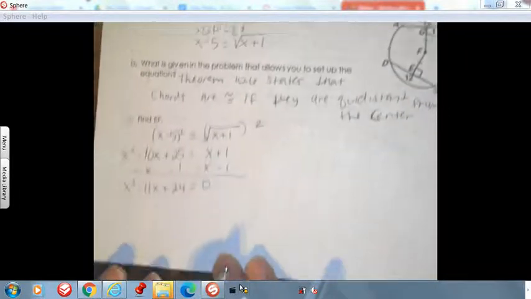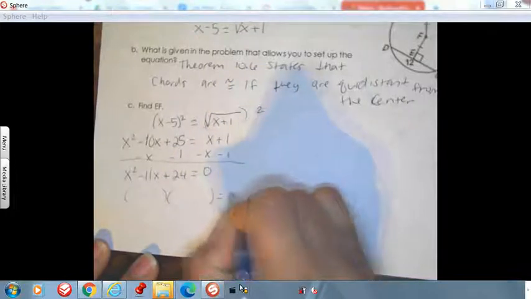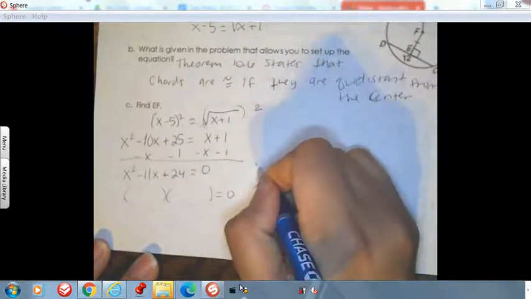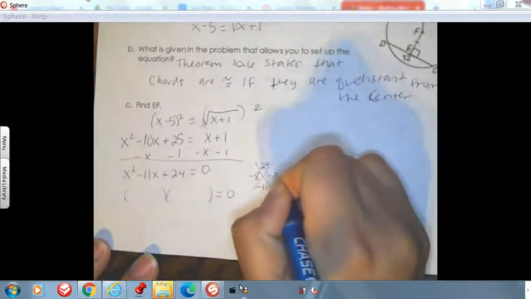This one we have to factor now, so we can use guess and check. Some of you use that x method to factor, that's fine on this one. The two numbers would be negative 8 and negative 3.